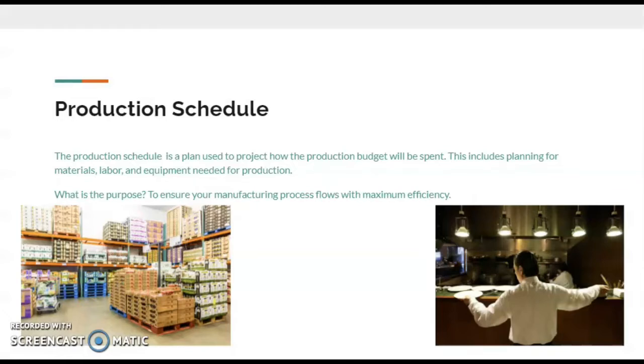So first, we're going to talk about production schedule. The production schedule is a plan used to project how the production budget will be spent. So this includes planning for materials, labor, and equipment needed for production. The main purpose for this is to ensure your manufacturing process flows with maximum efficiency.